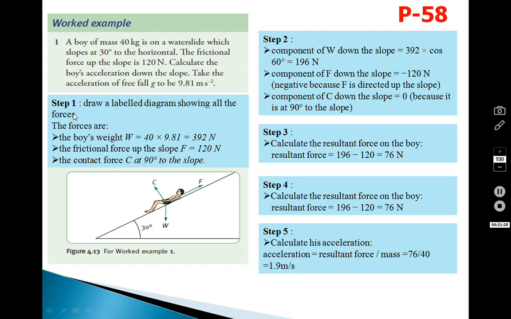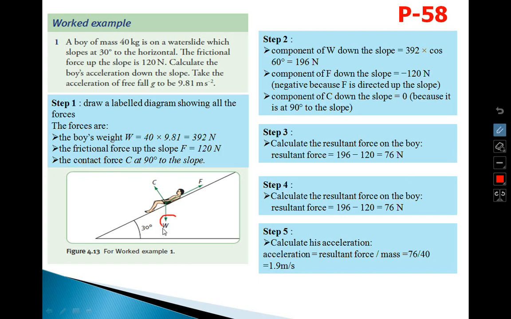So first step in this example, we will draw a diagram showing all the forces acting on the object, as we can see in figure 13. This is known as a free body force diagram, and the forces acting on the body, there are three forces, which are the boy's weight.